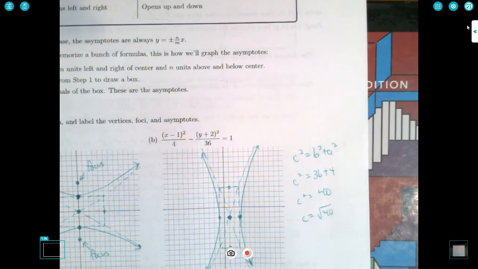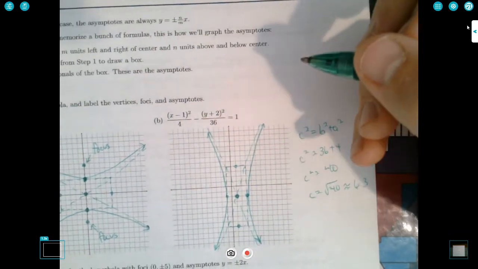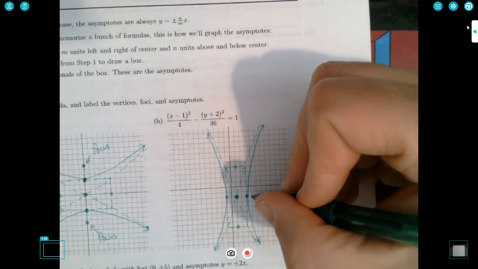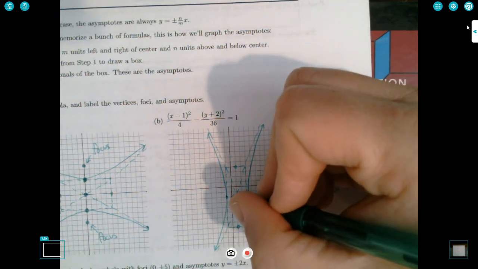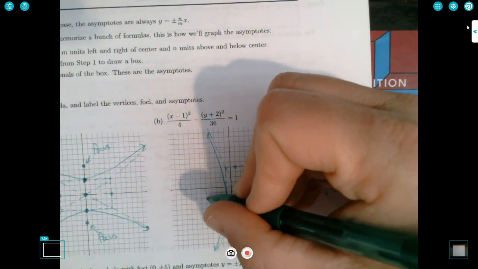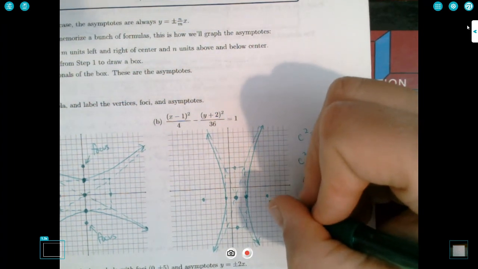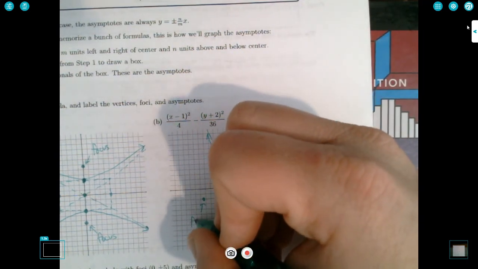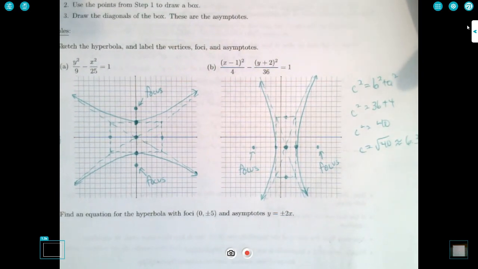Square root of 40 is about 6.3. So from the center, I'm going to go along the focal axis, 1, 2, 3, 4, 5, 6.3. And 1, 2, 3, 4, 5, 6.3. So those are the foci. Okay. So there's your hyperbola.